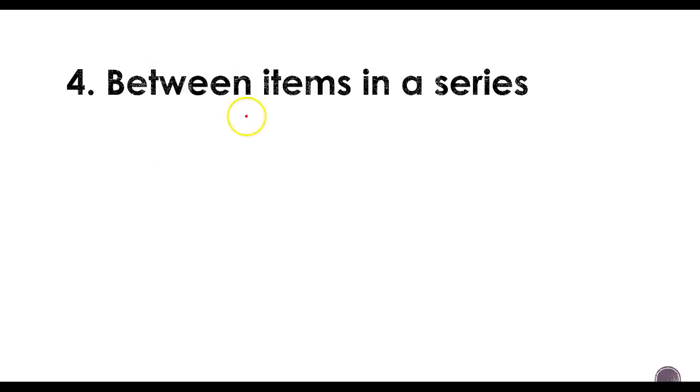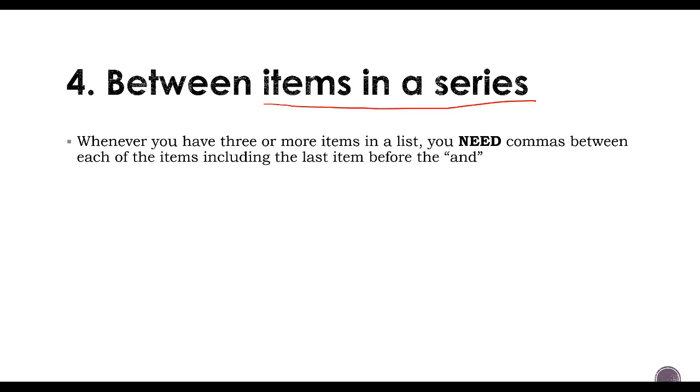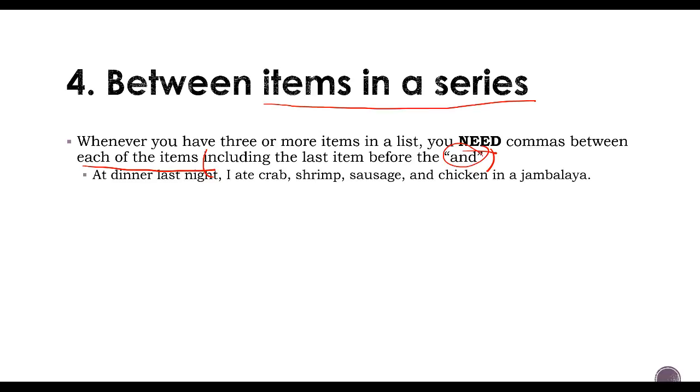Rule number 4. You need commas between items in a series. So this one's pretty straightforward too, although people often forget the final comma in a series. So whenever you have 3 or more items in a list, you need commas between each of the items, including the last item before the word and. And this is the one that some people often forget. And it's actually not our fault because newspapers often don't include this comma so that they can save space on publishing. But in academic writing, you do need the comma before the and.